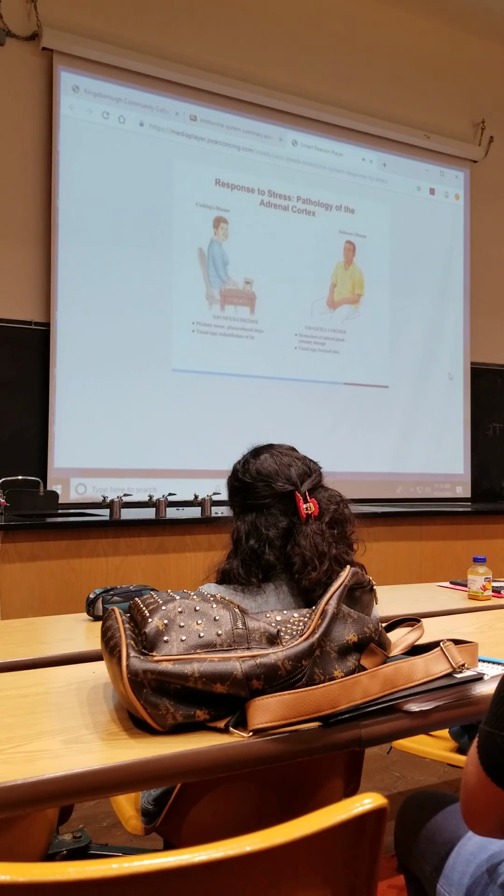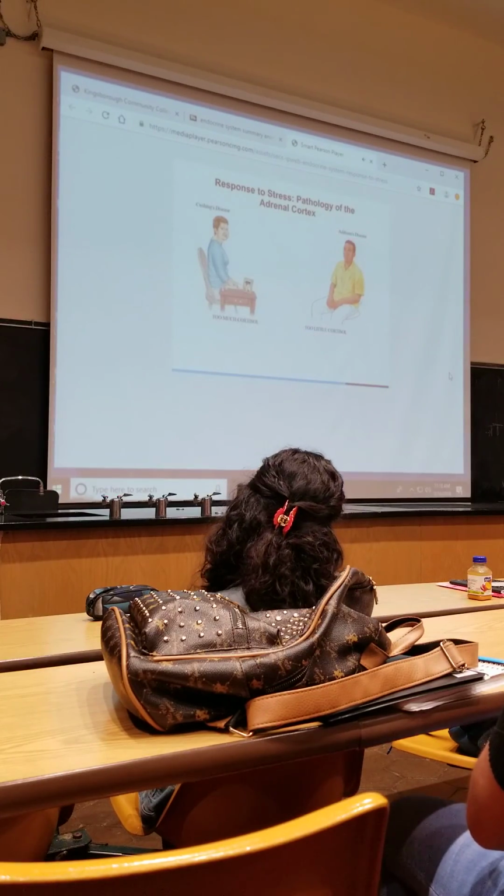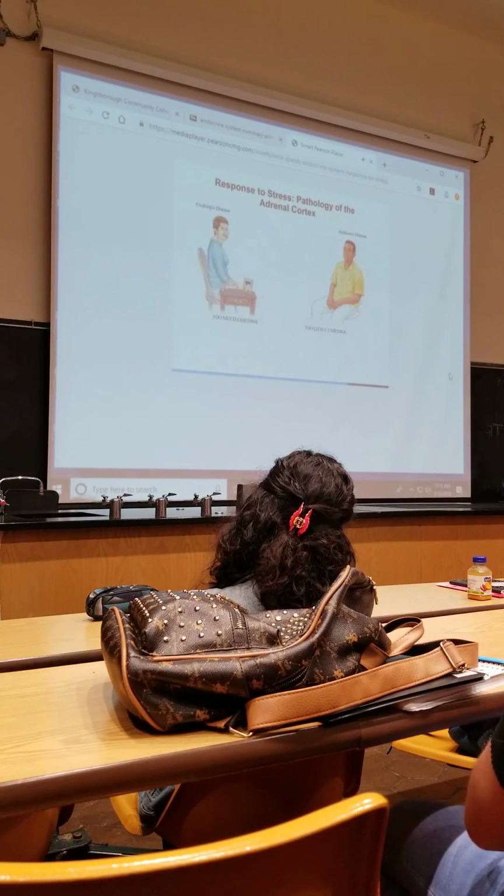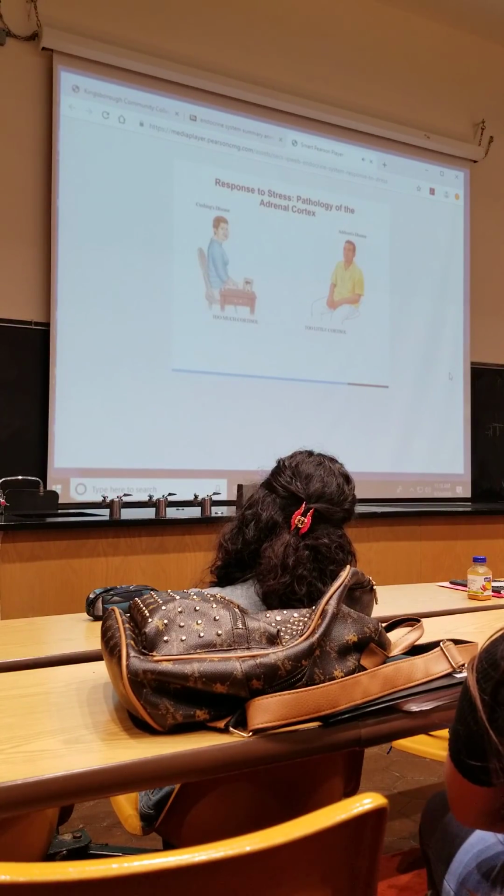Which patient has hypoglycemia? One function of cortisol is to promote production and release of glucose. Lack of cortisol in Addison's patients results in low plasma glucose.